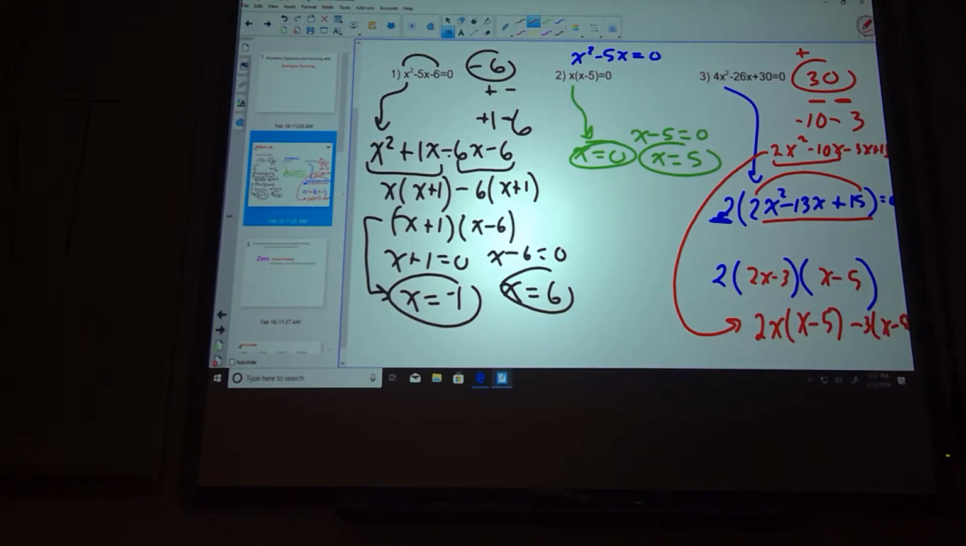This 2 out here, does it have an x? That 2 outside, does it have an x? Well, no, like once it multiplies. But this has how many solutions? 2, because it's raised to the second power.